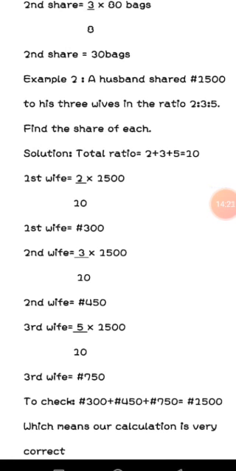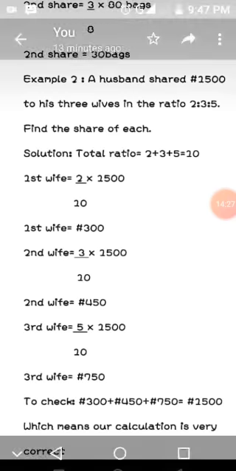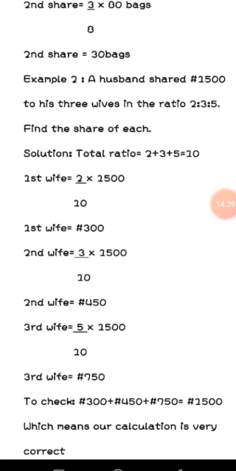Down to the third wife. The third wife, which has ratio 5, is going to be 5 over 10 times 1,500. I divided my 10 by 10 and my 1,500 by 10, which gave me 5 times 150. 5 times 150 is equal to 750 naira. That is the share of the third wife.